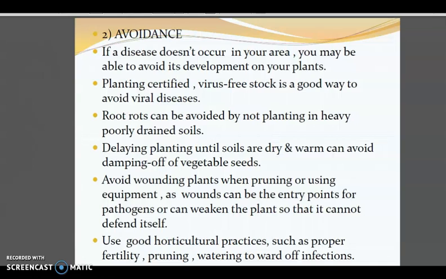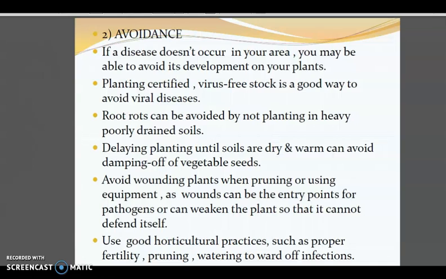Next one is avoidance. If a disease doesn't occur in an area, you may be able to avoid its development on your plants. Planting certified virus-free stock is a good way to avoid viral diseases, and root rots can be avoided by not planting in poorly drained soils. Delaying planting until soils are dry and warm can avoid damping off of vegetable seeds.